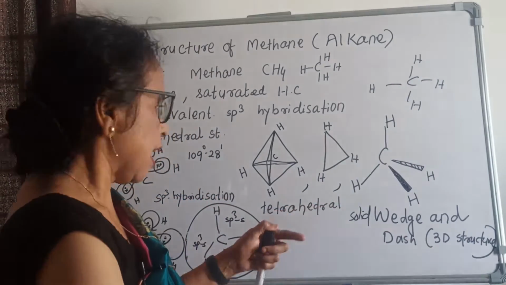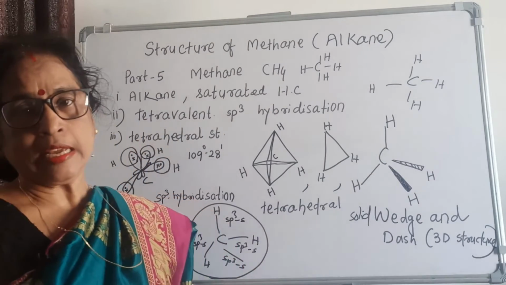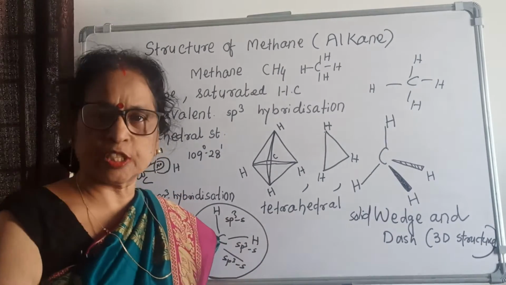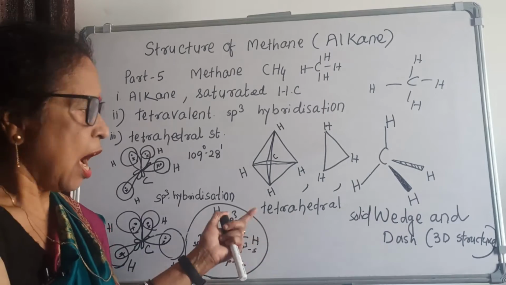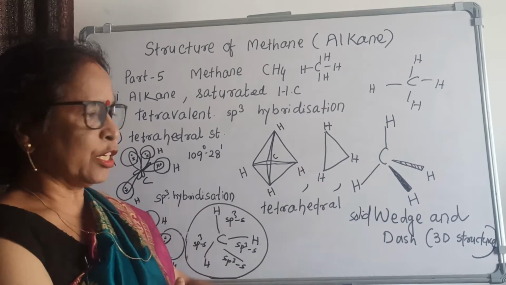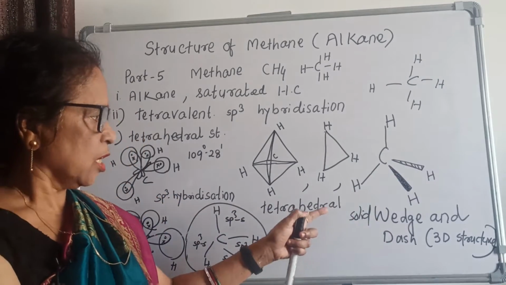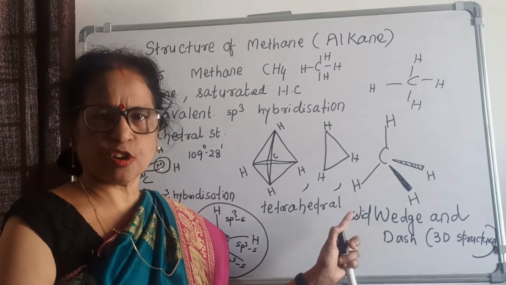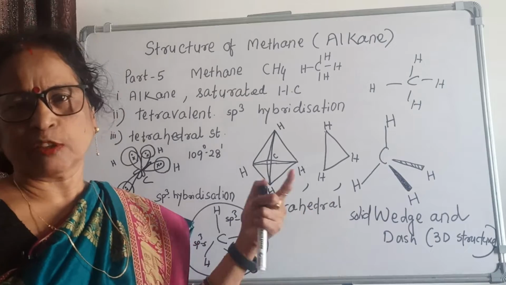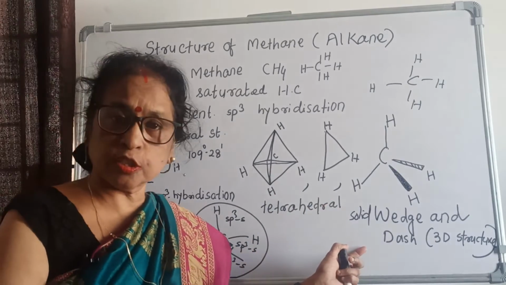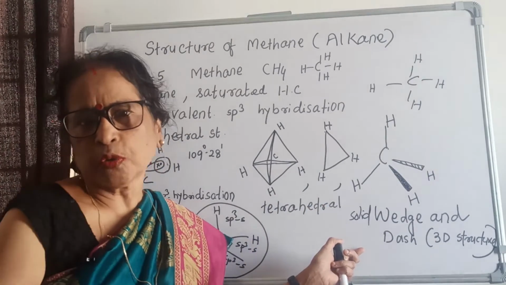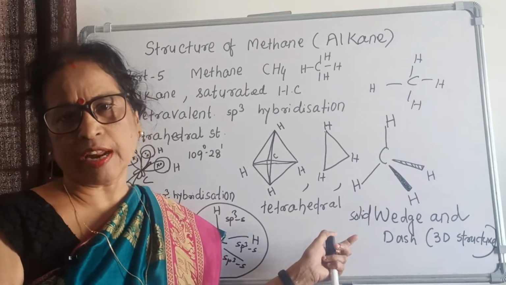And there is another structure also, a simple 2D structure, the graphic structure. I will come to the point, and individually also I will come to the point one by one, how the solid wedge and dash structure is there, and the 2D structure. This is called the 3D structure, and next we will see the 2D structure, or it is called the graphic picture.